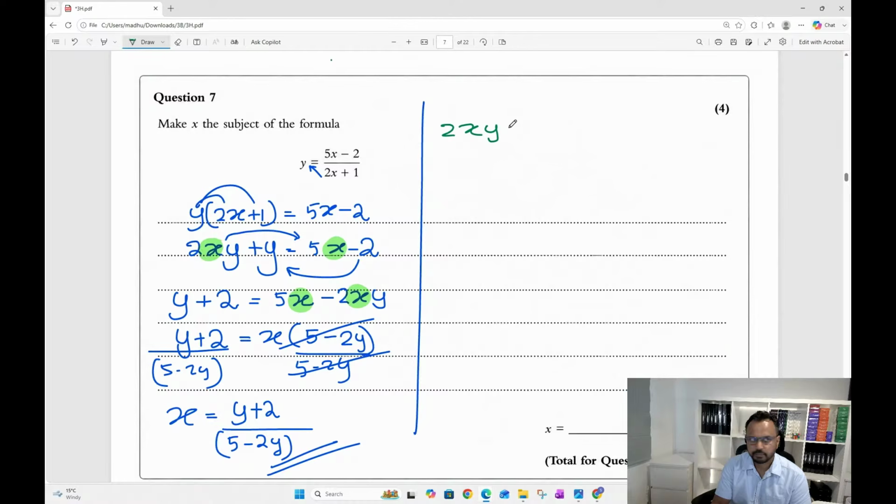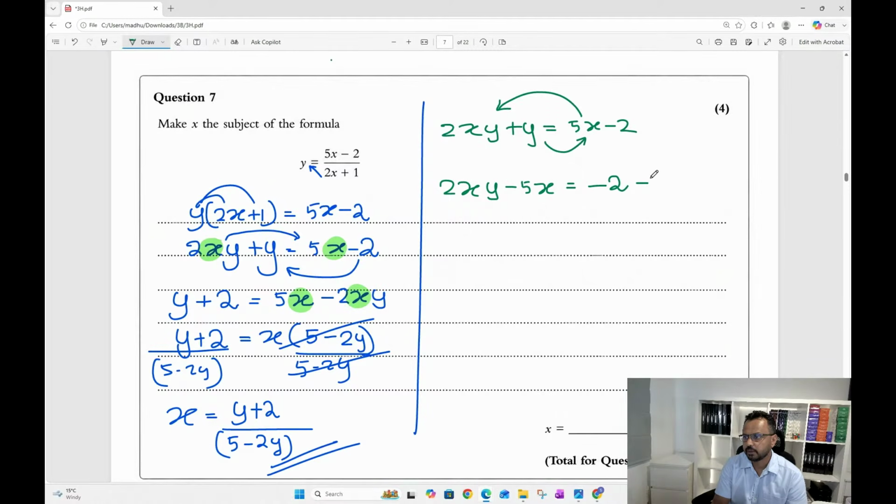2xy add y is equal to 5x take away 2. Now, I moved 2xy to the right hand side. Let's say some of you decided to move 5x to that side and move y to that side. That's no problem. So 2xy take away 5x gives you negative 2. Here, the negative sign belongs to 2. Take away y. All right.